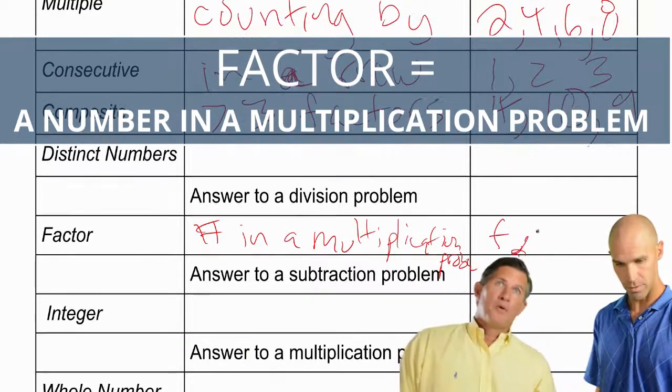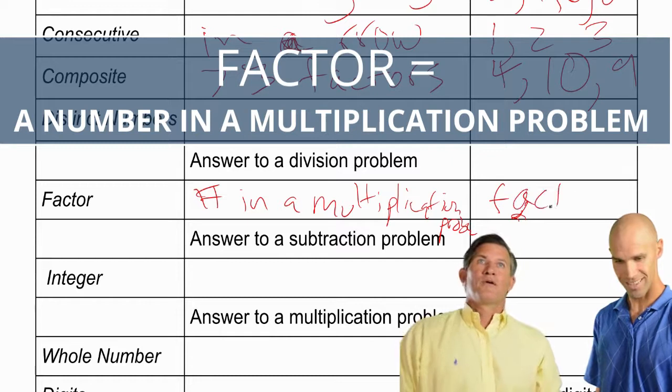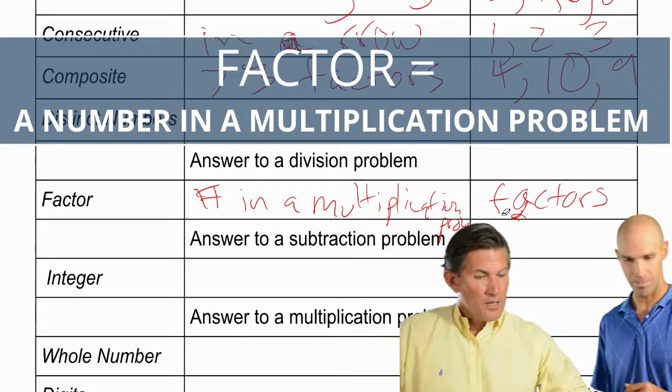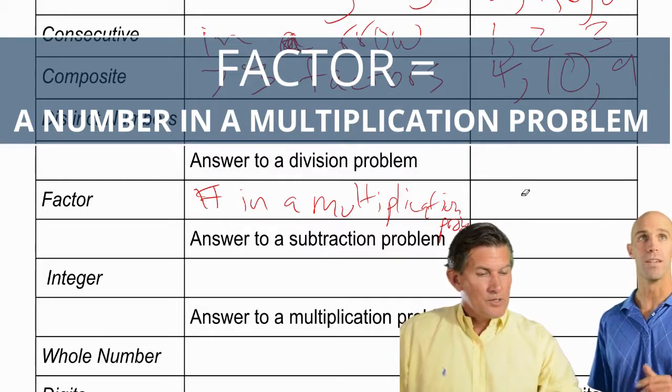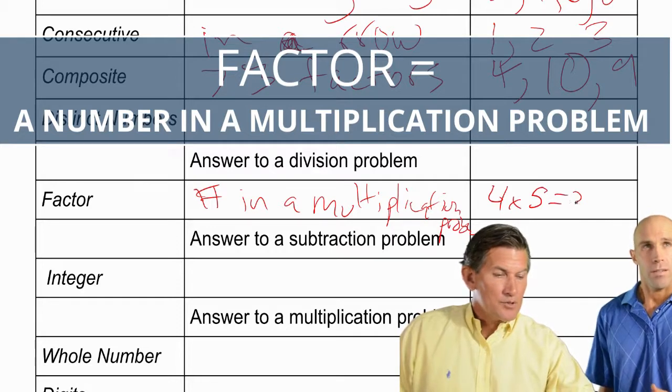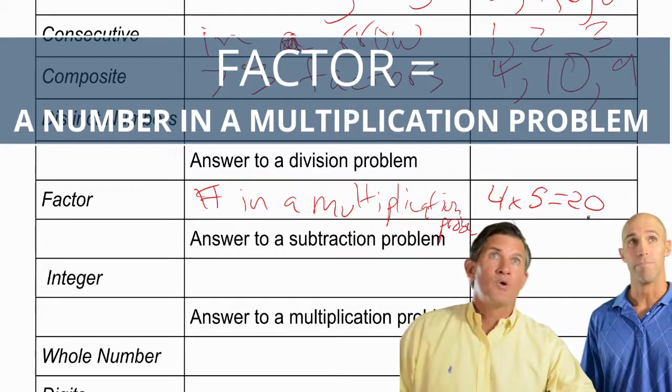Factors. Don't write on my hair. Okay, no, here, let's do this. Better? Pardon me. So what we're going to do is go 4 times 5 equals 20. That's much better, actually.